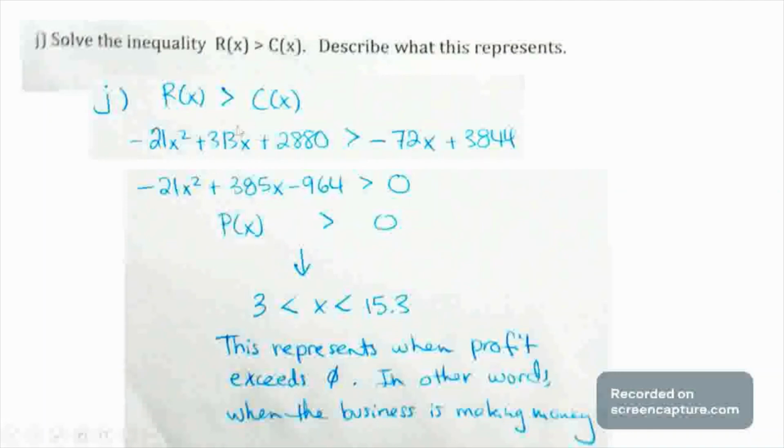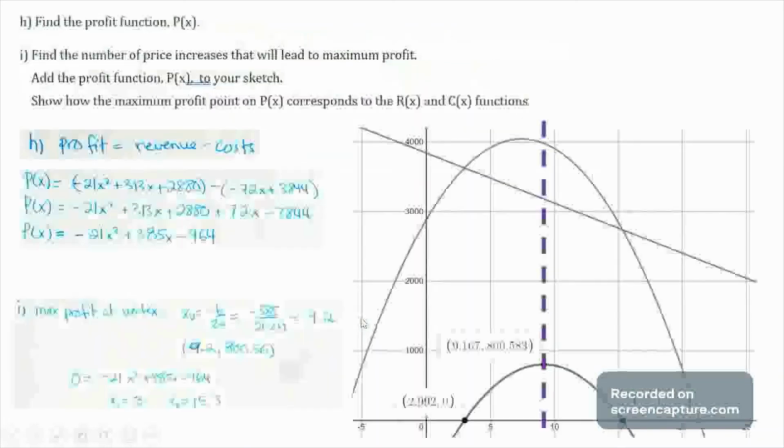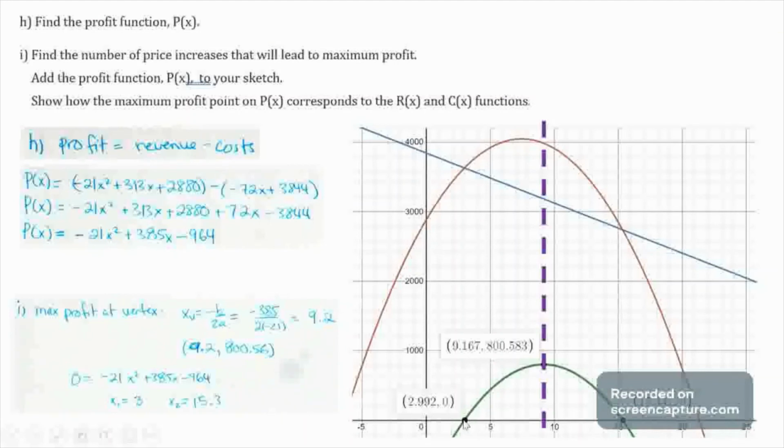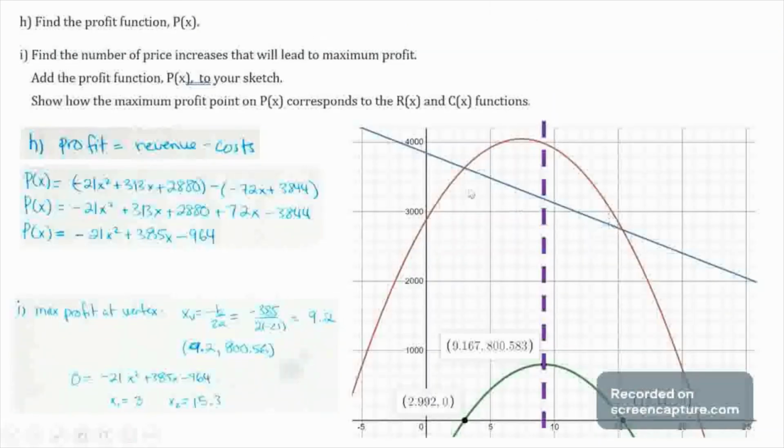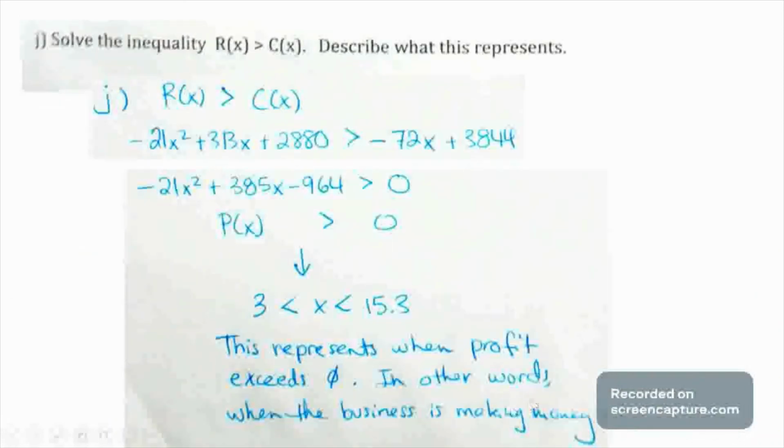And this is basically saying, when is revenue greater than costs? Well, that is when profit is greater than zero. That's how these become the same thing. Profit is greater than zero because it represents when revenue is greater than costs. And that happens from here to here. So again, going to our graph, we knew that the profit went here from about 3 to about 15 here, right? 15.3. That's when we had profit. And we were just answering the question of when revenue is greater than costs. Well, revenue is greater than costs from here to here, from 3 to 15. So that's our final answer here. From about 3 to 15.3, this represents when profit exceeds zero. In other words, when the business is making money.